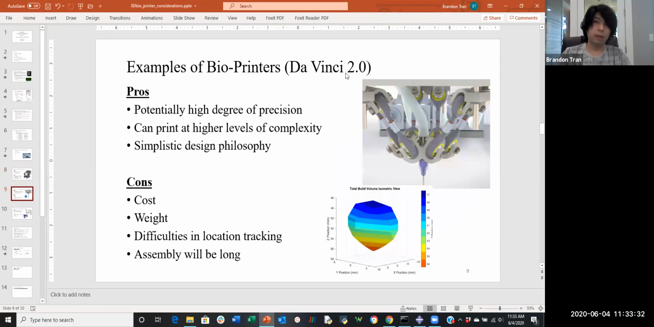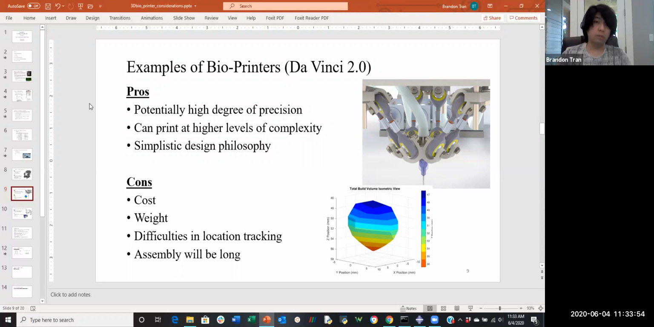The next one I want to talk about, I call this the Da Vinci 2.0 because it just looks like the Da Vinci device. It has more than 4 axis support for printing the material. I think this is the most unique design I've seen.